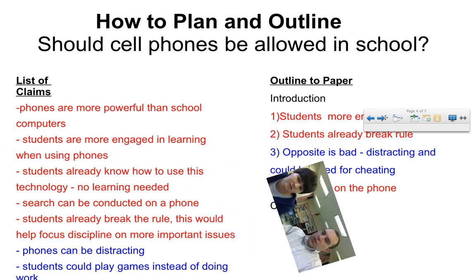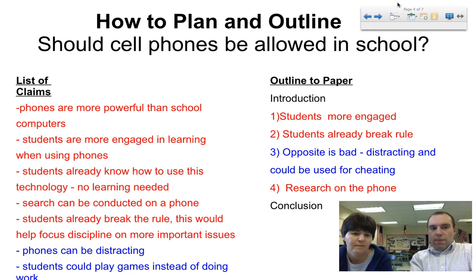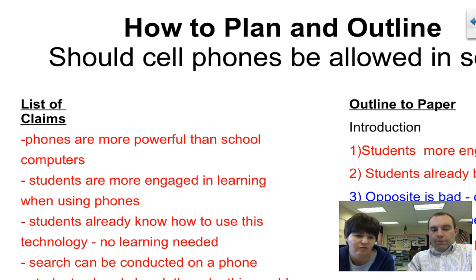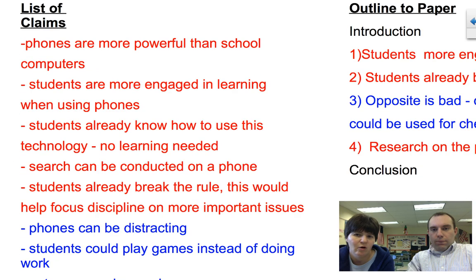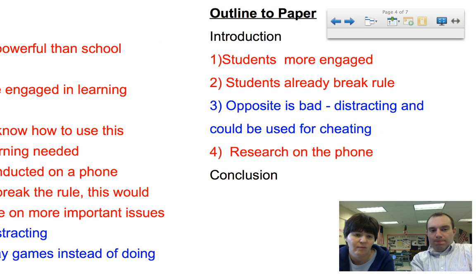So here's your sample, Mrs. Vibber Johnson. I think this is sort of what you were thinking for your model here. My model says, should cell phones be allowed in school? That's what I'm arguing. I've given you my list of claims for and against, a list of claims that you've seen in other videos that we've made. Now I've gone over and I'm outlining my paper. And of course, you have your introduction, your conclusion, and your 3 reasons that would be your 3 body paragraphs.